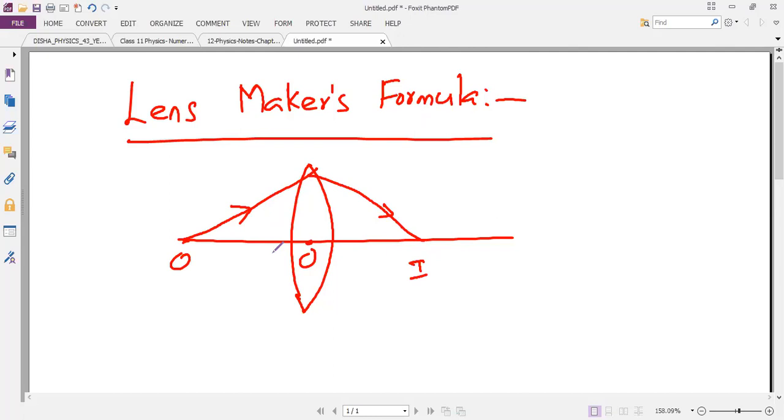The next one, the refractive index. Here this is the mu. Refractive index mu1 for a rarer medium. The lens refractive index, that is mu2. So this is the refractive index of the lens, the convex lens.